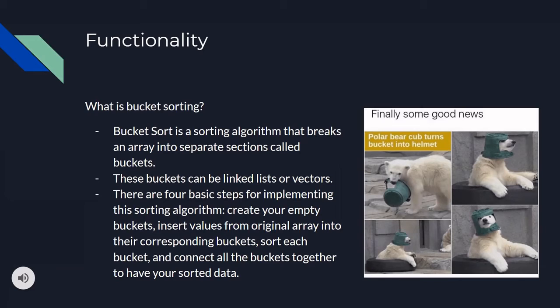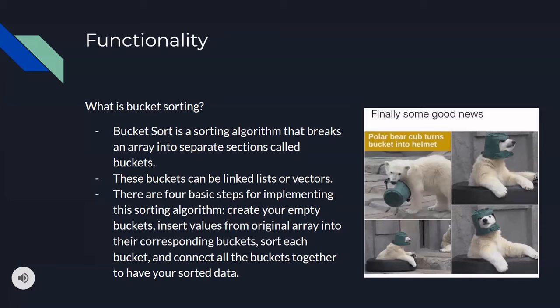First, you create your empty buckets. Based on the starting array that you have, you will create certain buckets to help sort the data better, like certain ranges of data that you'll put in each bucket. Then you will insert the values from the original array into their corresponding buckets. Then you will sort each bucket, like the data within each bucket, how you want that to be sorted. The example I use on the next slide is your data being sorted from least to greatest.